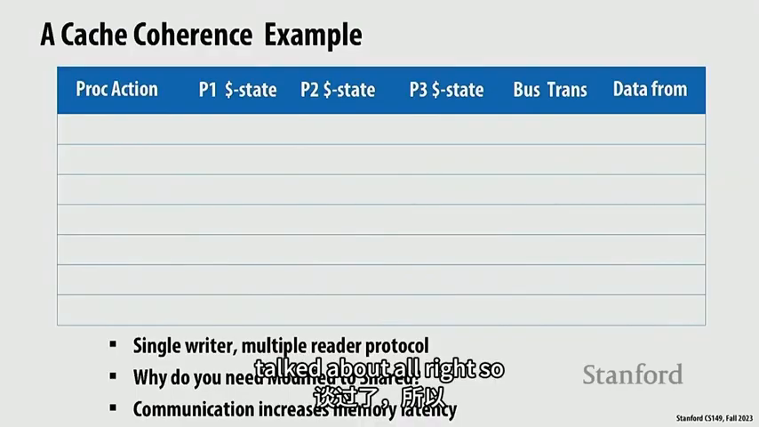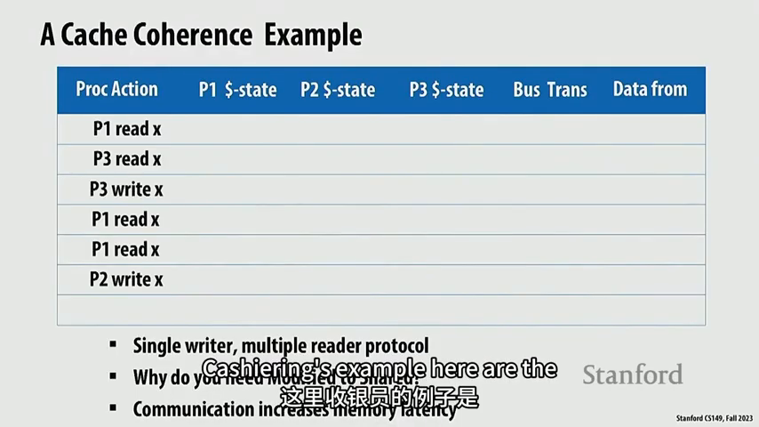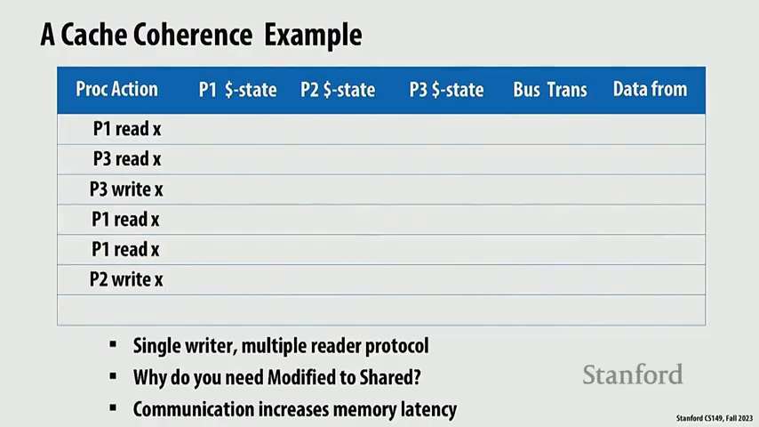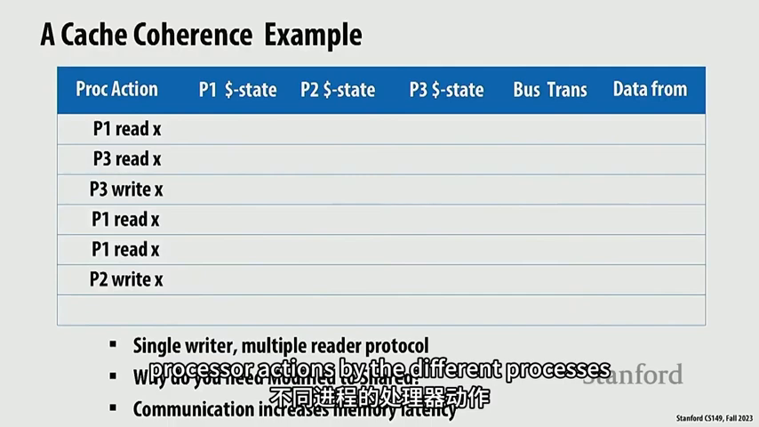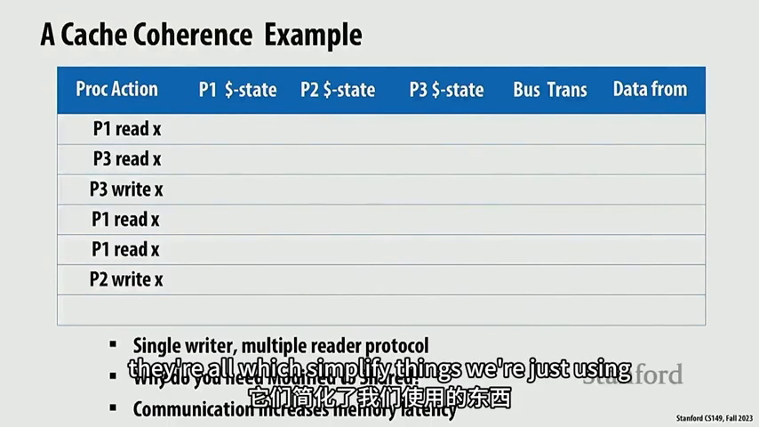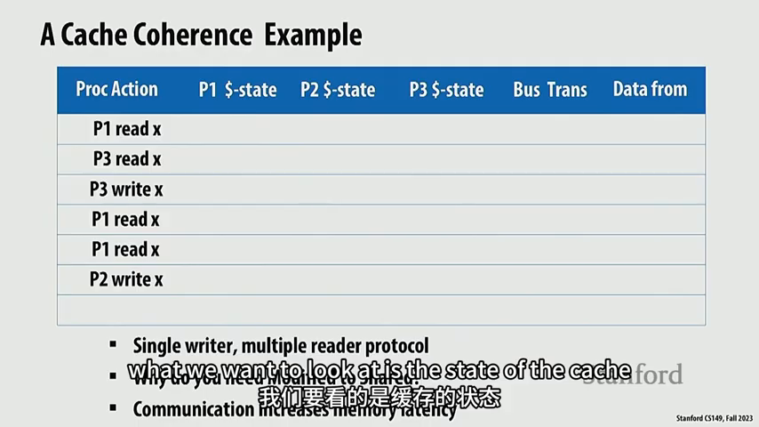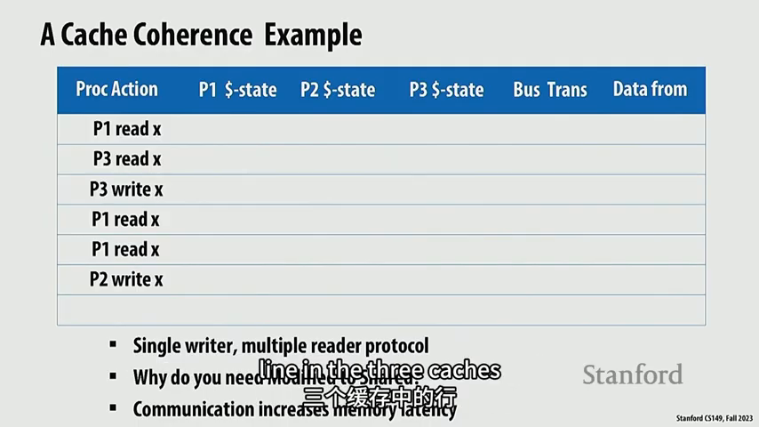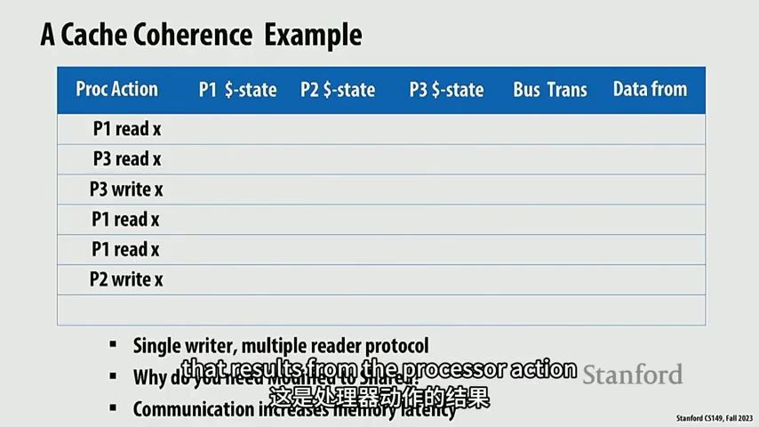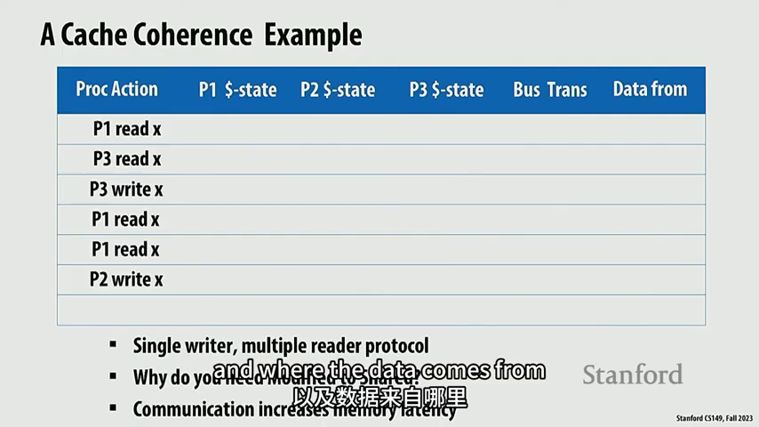So let's do an example just to reinforce what we just talked about. All right, so cache coherence example. Here are the processor actions by the different processors. To simplify things, we're just using one address. What we want to look at is the state of the cache line in the three caches, the bus transaction that results from the processor action, and where the data comes from.